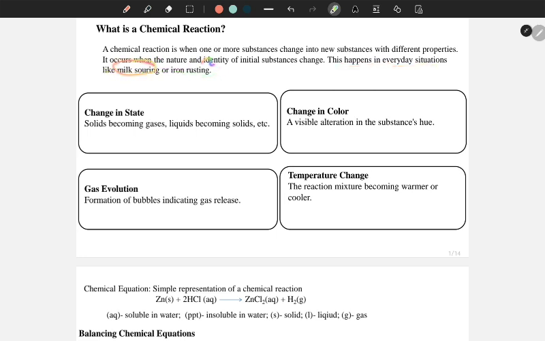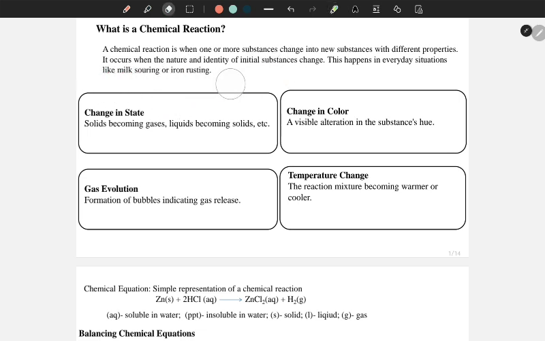What does this milk souring or iron rusting mean? Milk souring means milk naturally contains a sugar that is known as lactose, okay, and that lactose gets converted to lactic acid in presence of a bacteria known as lactobacillus. Okay. So here what happened? The nature and identity of the initial substance change. That means lactose gets converted to lactic acid. So here a chemical reaction is taking place.